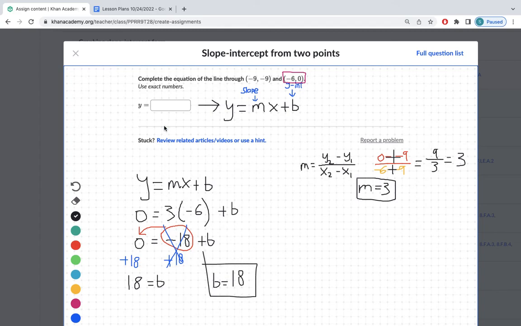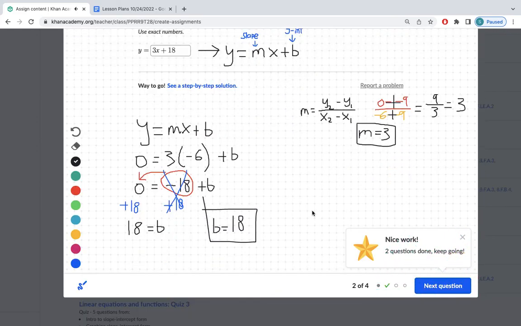All right, so from here, we're going to write our equation. We have y equals m, which is our slope, which was 3, x, plus our b value, which was 18. So y equals 3x plus 18. Boom. Solved it.